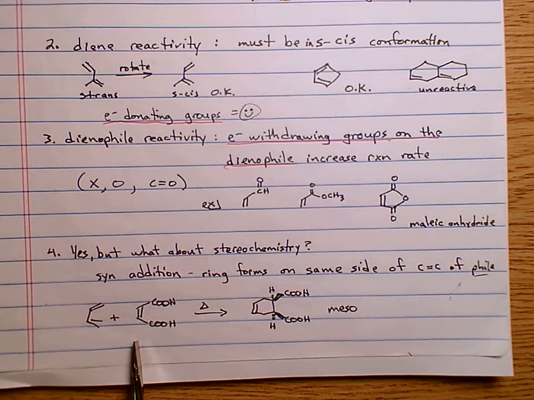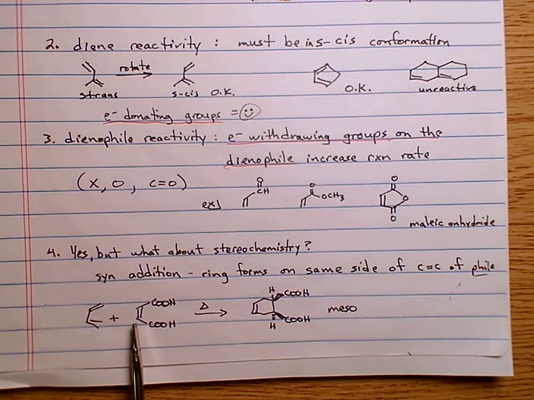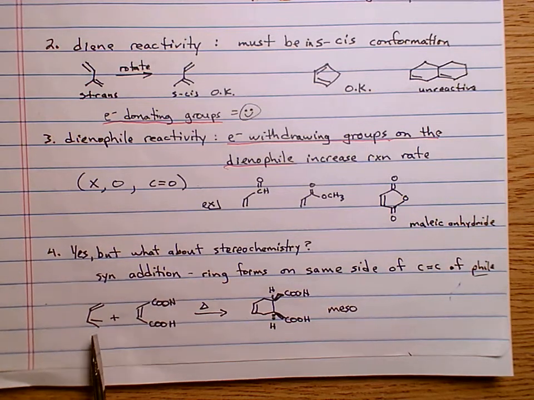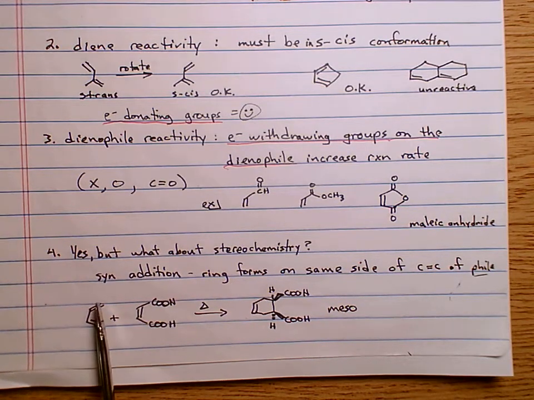They will remain cis to each other in the product, because as this double bond is breaking, the single bonds cannot rotate. The CH of the dienophile, the double bond, is reacting with this carbon here, forming a bond here. So this single bond that's forming never gets a chance to rotate, because as the pi bond is breaking, these two single bonds are forming and the ring locks it into place.